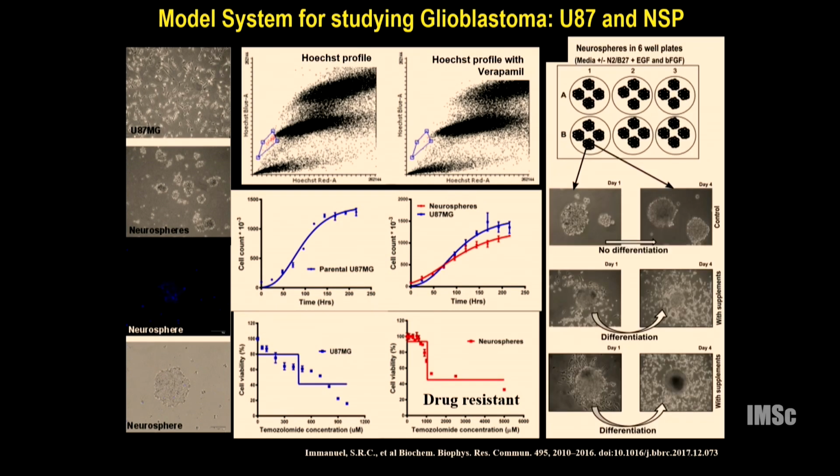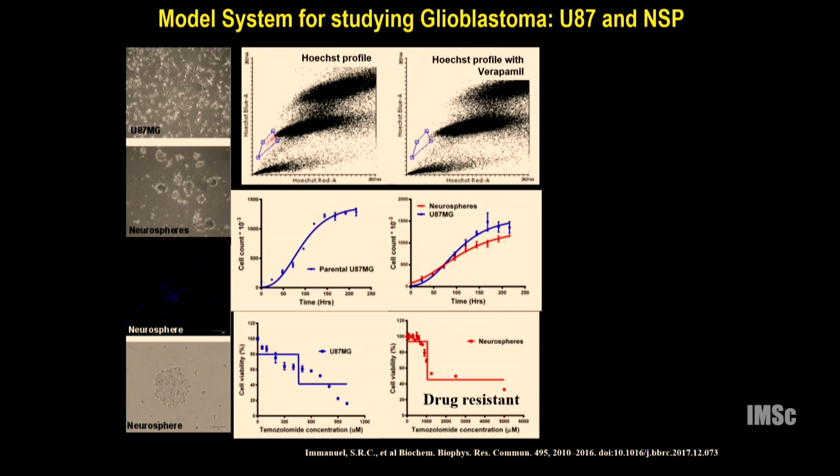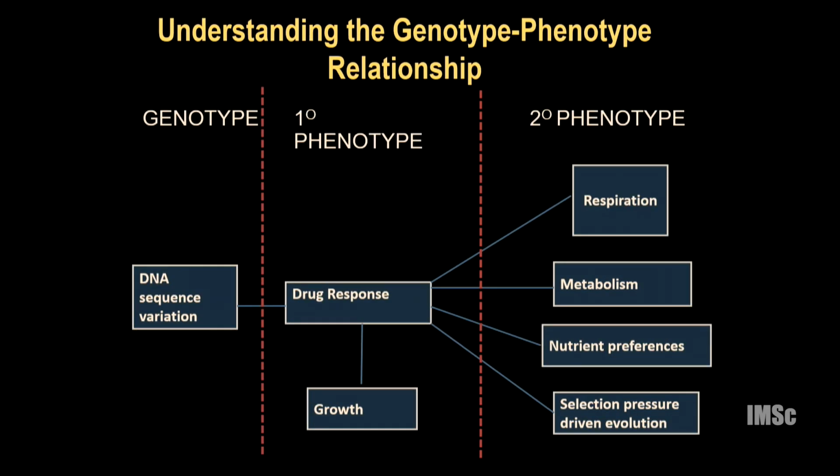So the next question we asked was, are these stem cells? Because there's a lot of question about where these cells come from. What we did was add certain differentiation factors to these spherical cells, and indeed after 4 days we were able to see differentiation. So now this is all good. We've set up a model system.